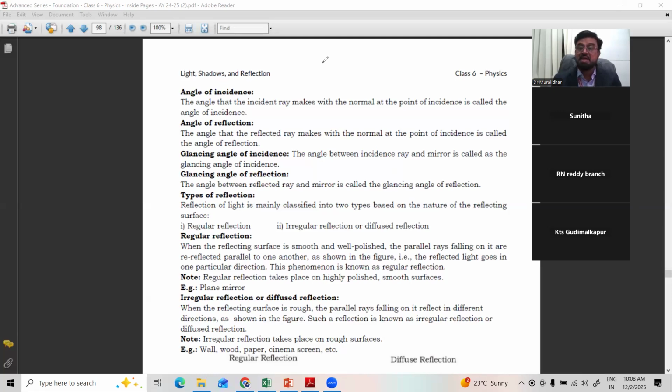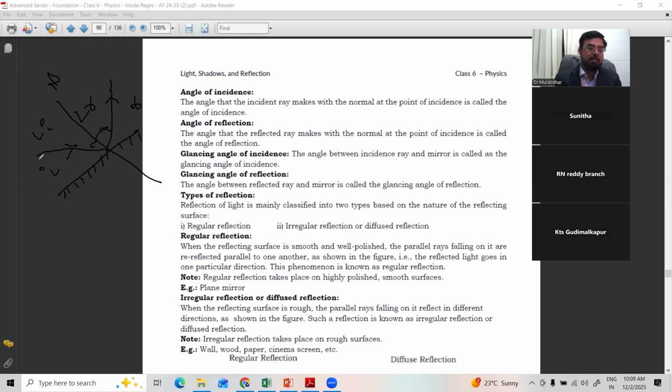Then glazing angle, very interesting again. See here, very, very important in reflection. Suppose this is a mirror. Draw a perpendicular; this is called normal. We are incidenting one light here on the mirror, direction towards the mirror. This is called incident ray, I, and this is called reflected ray, R. The angle made by the incident ray with the normal is called angle of incidence. After reflection, the angle made by the reflected ray with the normal is called angle of reflection.